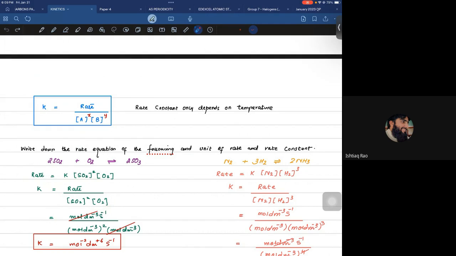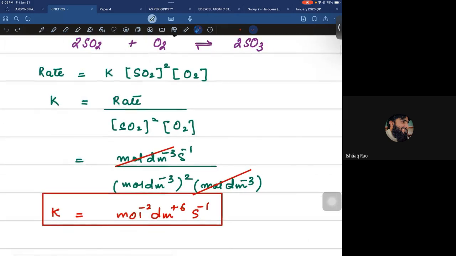Let's suppose I am going to find out the unit for k for this reaction. So k would be equal to rate over the concentration of reactants. Rate is mole per dm cube per second, and concentration is mole per dm cube and mole per dm cube. Let's simplify this. It's power 2 and power 1, so that would become power 3. I am going to add them together because the base is the same. When the base is the same, you can add the powers. So that would be 3.